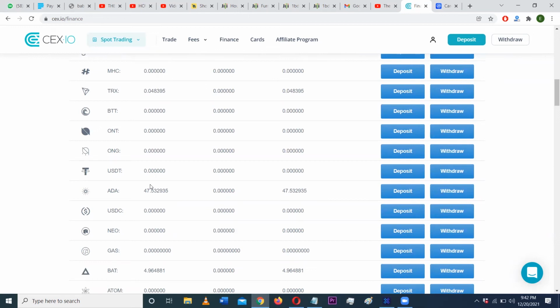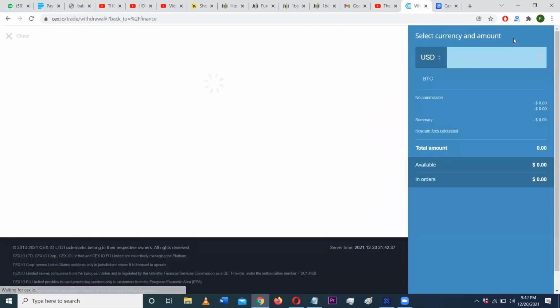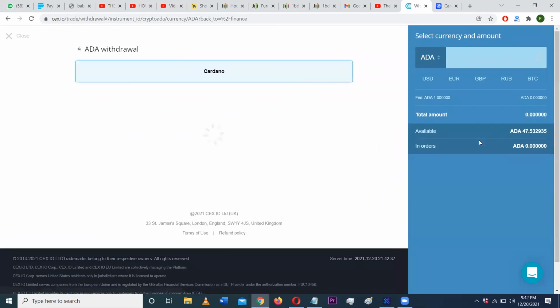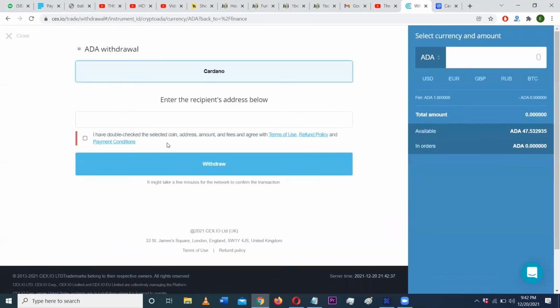So yes, the final thing I'm going to show is that, now that I have Cardano, I want to send Cardano to my Exodus wallet. So I'm going to withdraw. I'm going to go to withdraw. And then what do I want to withdraw? I want to withdraw Cardano. This is ADA, this is Cardano.